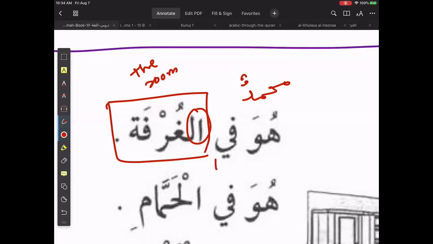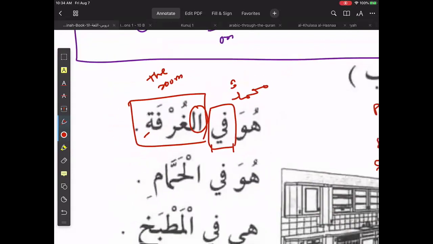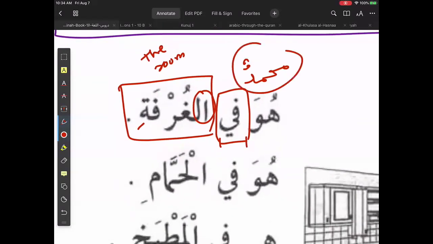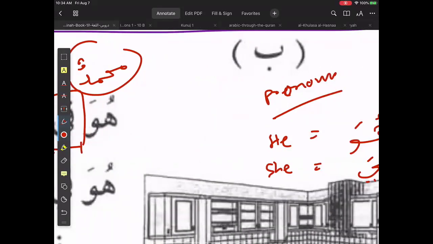Because you have this preposition, right? Once you have a preposition, we have to put the kasra. Fil ghurfati. So he said aina. The translation is very simple. As I said, you can say Muhammadun fil ghurfati. You can say that, but we're learning the pronouns, right?